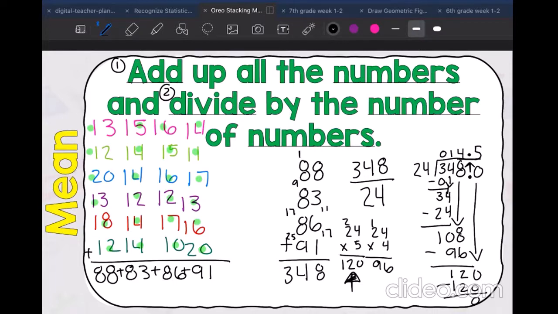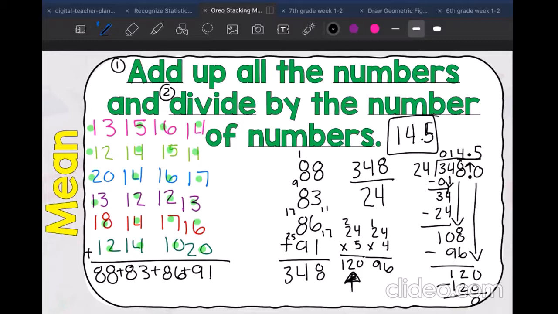So my mean is 14.5. That tells me that the very middle of all of these numbers, the average that everyone made on their tower, was 14.5. Okay, so the average is 14.5.